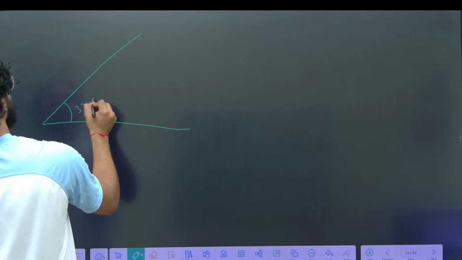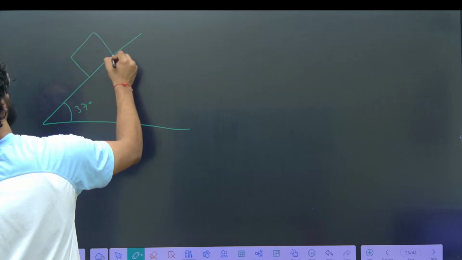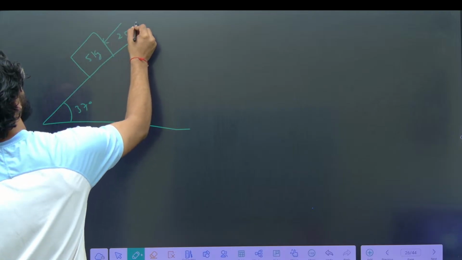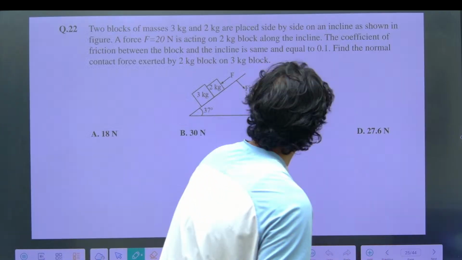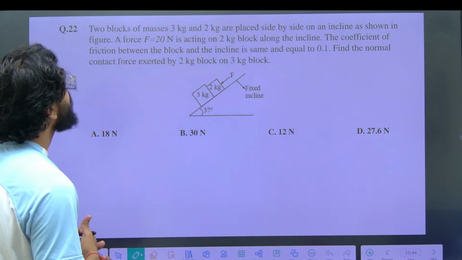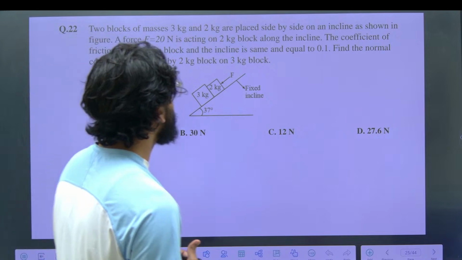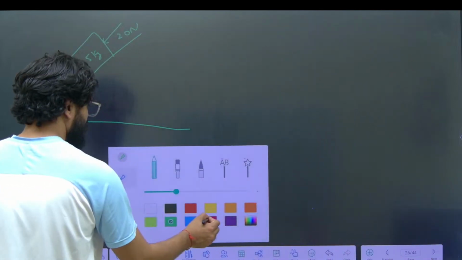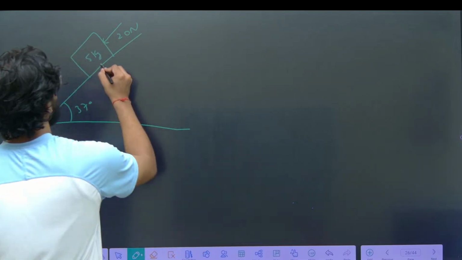If this is 37 degree, we can assume it as 5 kg only. Force that is being applied is 20 Newton. And what else? 37 degree, yes. Okay, we can calculate the acceleration. Friction between them is 0.1, right? So mu over here is 0.1.